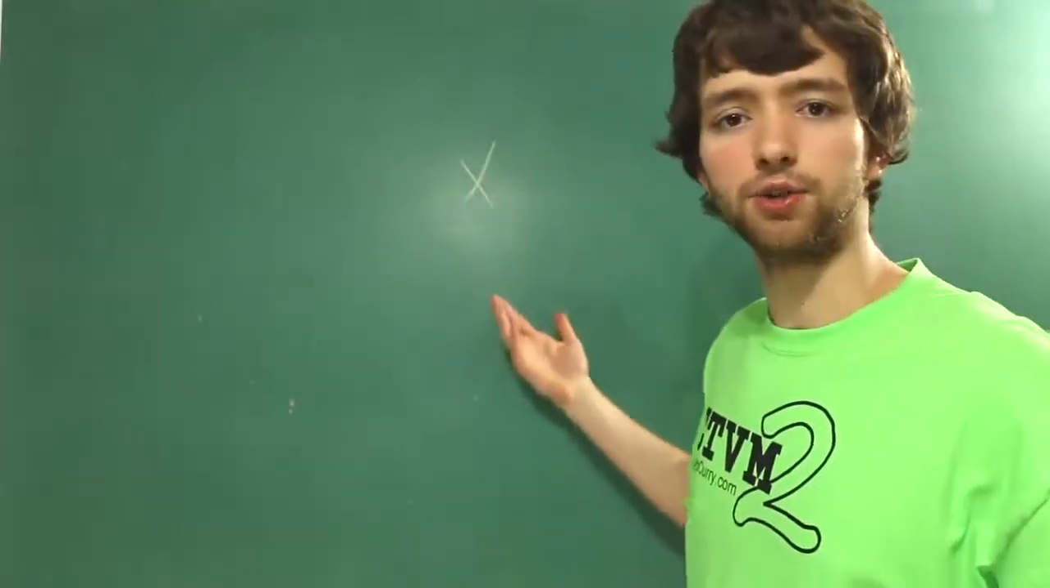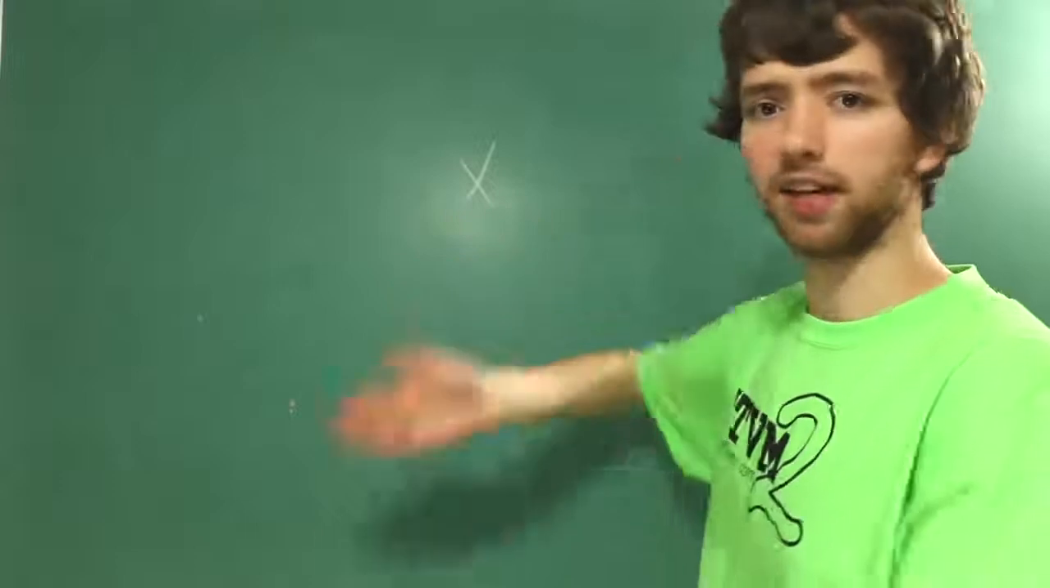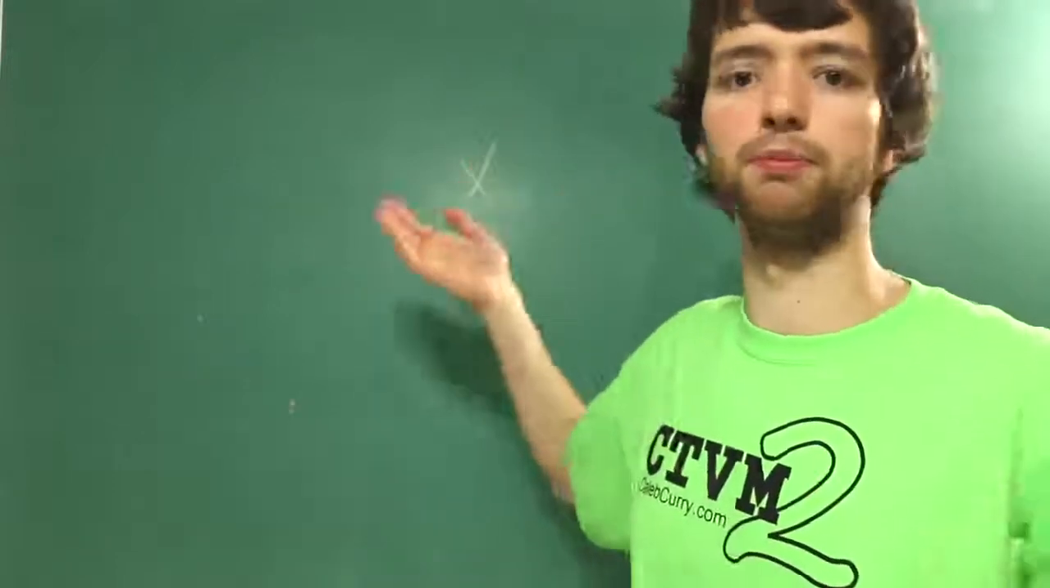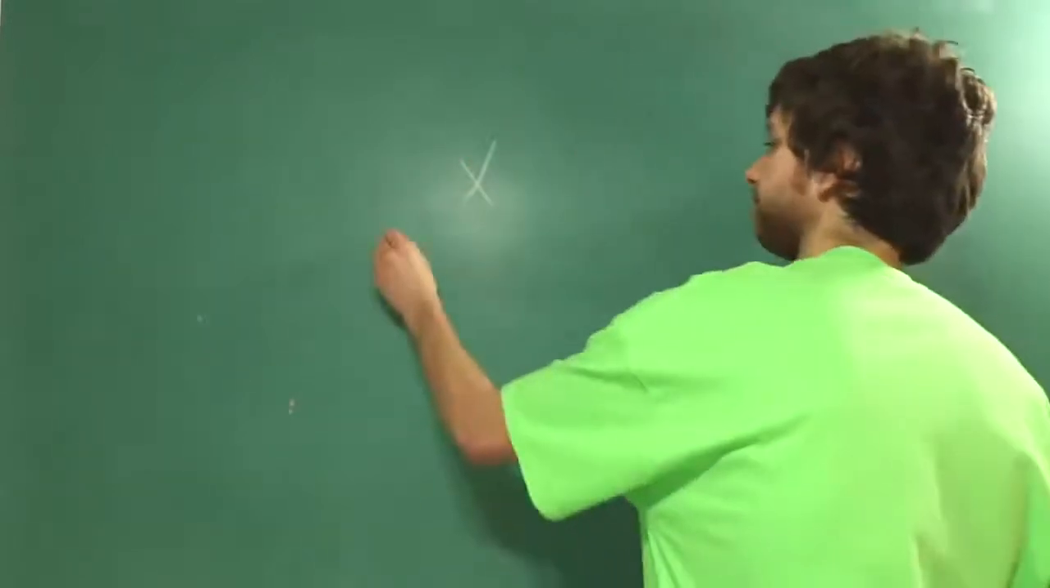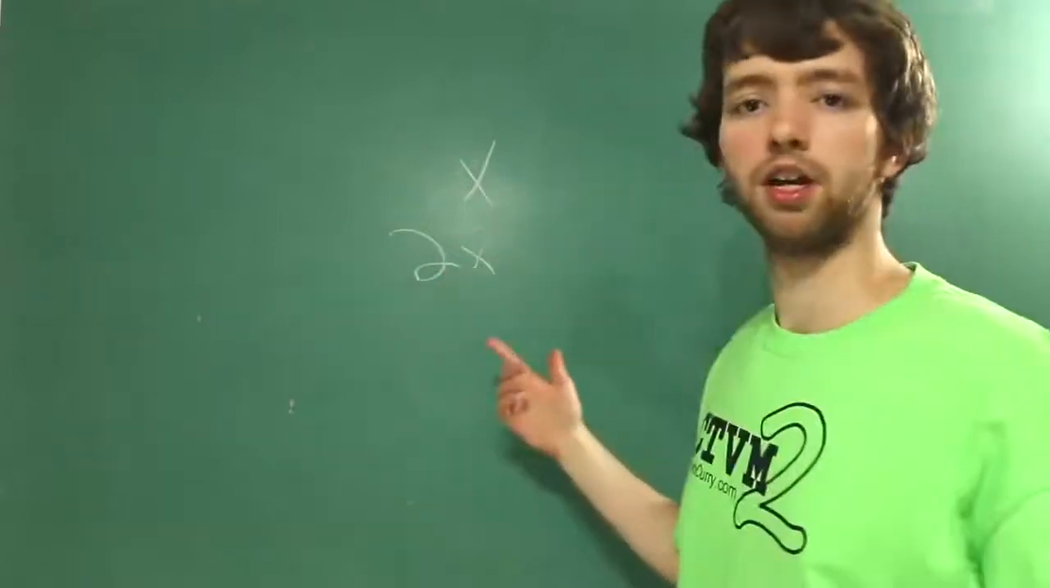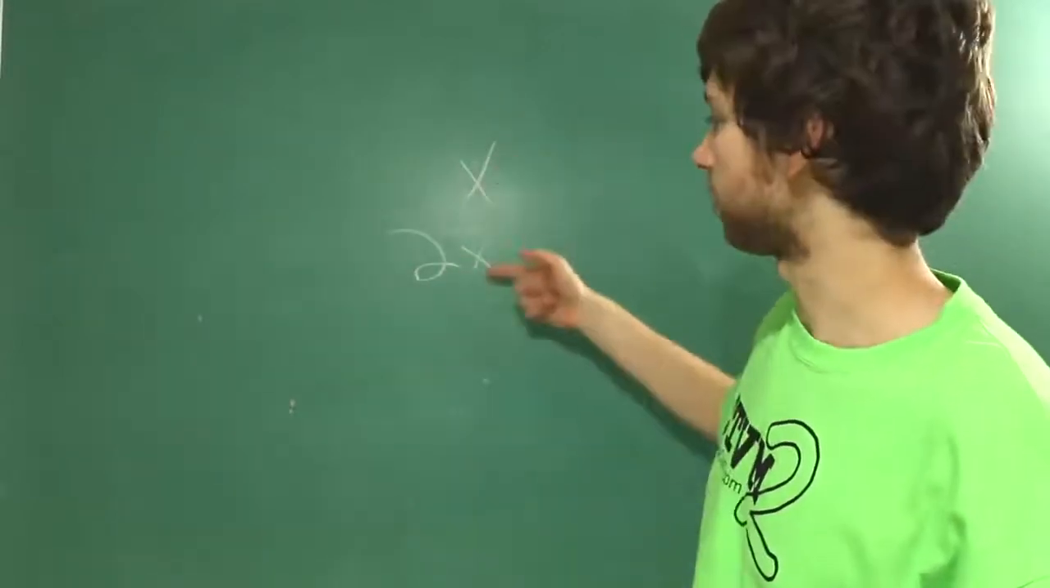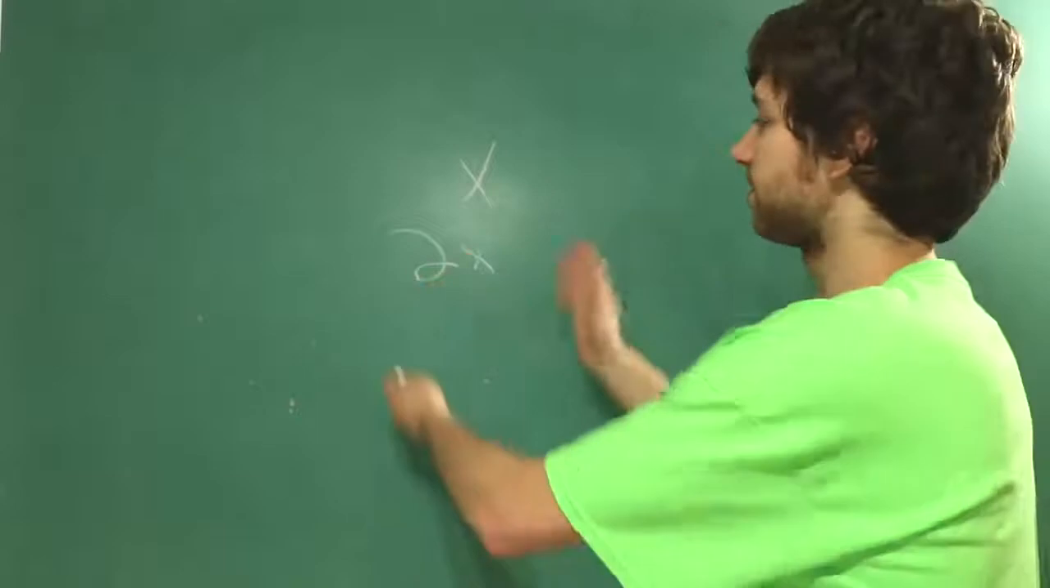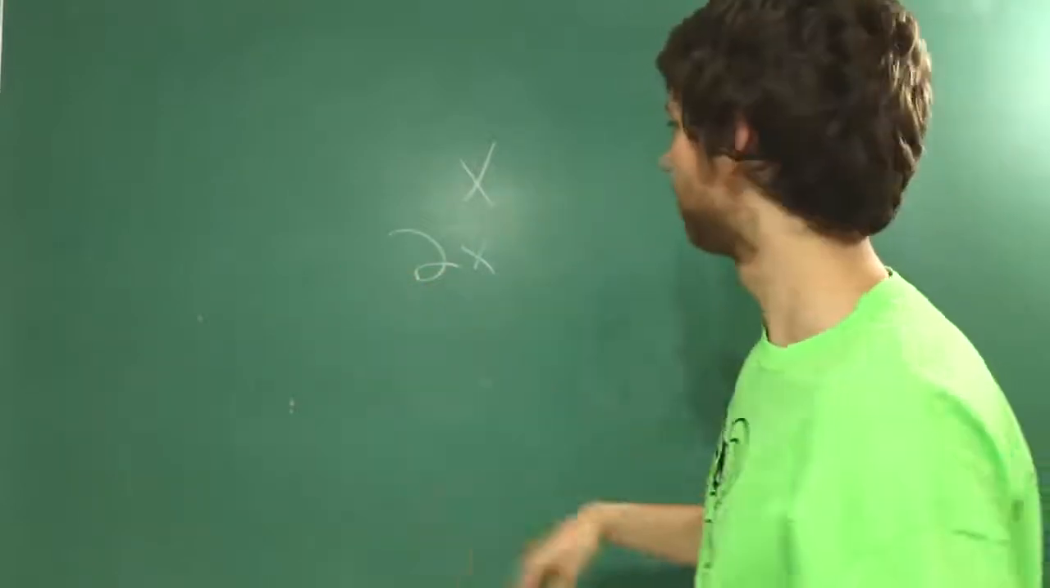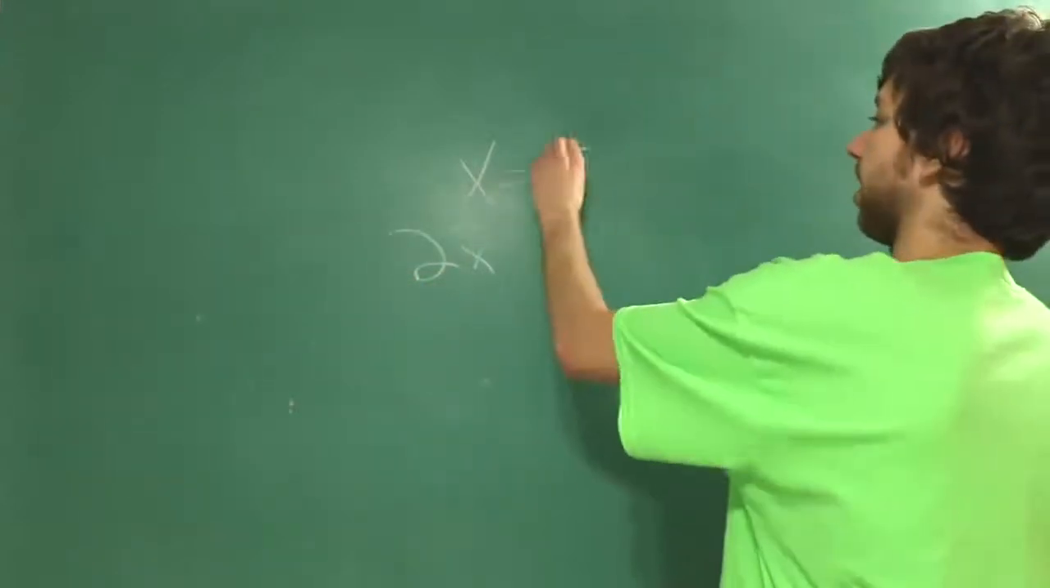X. Everybody knows X. It's basically a variable that stores some number or some formula. So if you do 2x, whatever x is, you multiply it by 2. It basically allows you to simplify your math problem. So for example, x could equal 5.